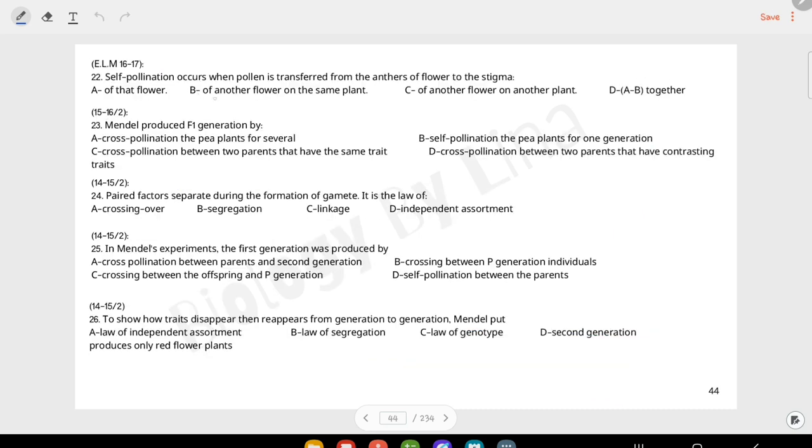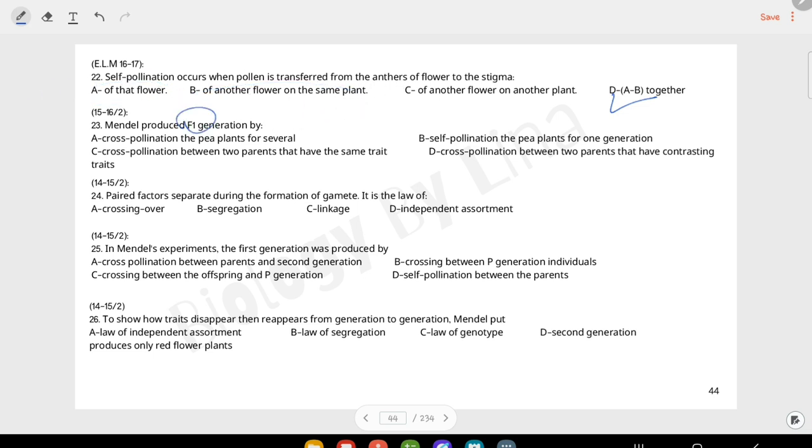Self-pollination occurs when pollen is transferred from the anthers of a flower to where? To the stigma, either of that flower, or another flower, but it should be on the same plant. Because if it goes to another flower on another plant, at that time it will be cross-pollination. So which one is correct for self? Either on the same flower or another flower on the same plant. So the correct answer will be D.